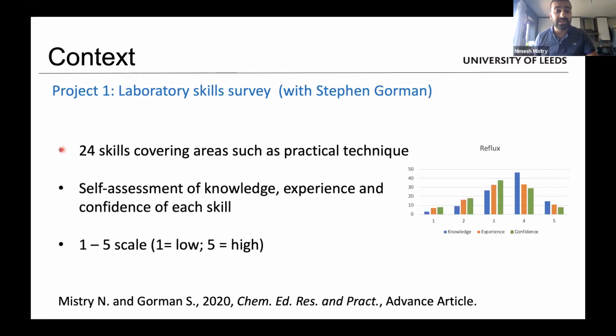And what we asked students to do was to self-assess their ability to perform, their knowledge, experience, and confidence of each skill on a scale of 1 to 5. And we first became aware of this methodology from the work of Marcy Towns and Michael Seary, when they were developing lab skills through digital badging.